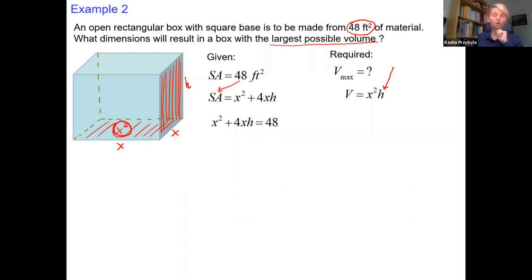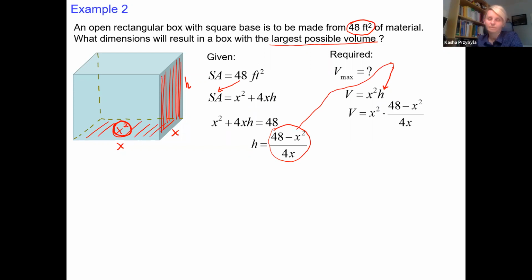That means we always have to rewrite the function in terms of one variable, so please use the given information. Okay, subtracting x squared and dividing by 4x. Am I right? Yes. 48 minus x squared. That means this whole expression will go here, x squared times this. I can simplify a little bit.